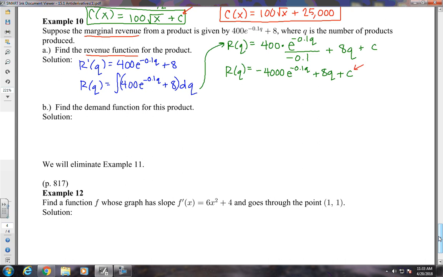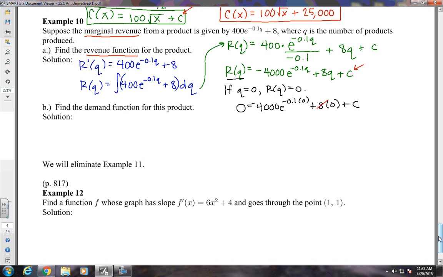Now, the only thing that we don't know at this point, of course, is that arbitrary constant. We need to solve for it so we have our actual revenue function. Now, if we produce 0 books, that means our revenue would also be 0. So I'm going to plug in 0 for Q, and I'm going to set my revenue equal to 0. That should allow me to find C. So if R of Q equals 0, and we can plug in 0 for Q, this is an equation that we can use to solve for C.